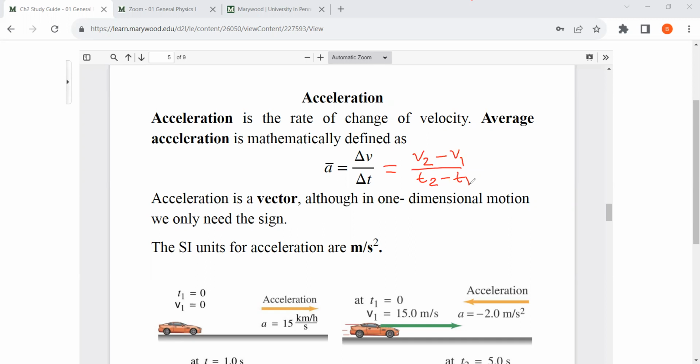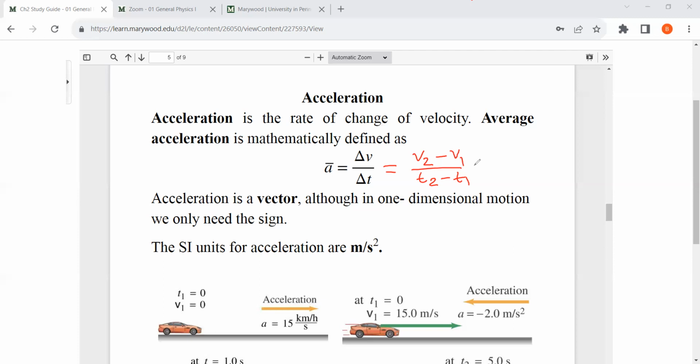Okay, so you see that acceleration can be derived from velocity from this simple equation. As velocity is a vector, acceleration is also a vector quantity. Now, what is the standard international unit for acceleration? The unit can be derived from this equation.